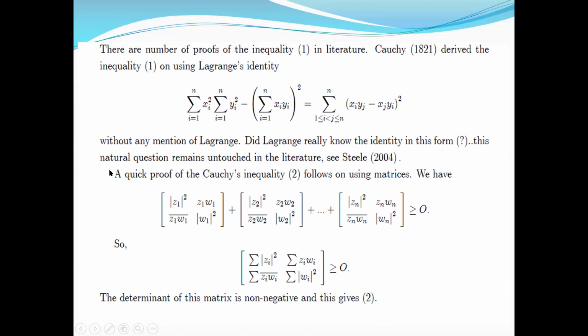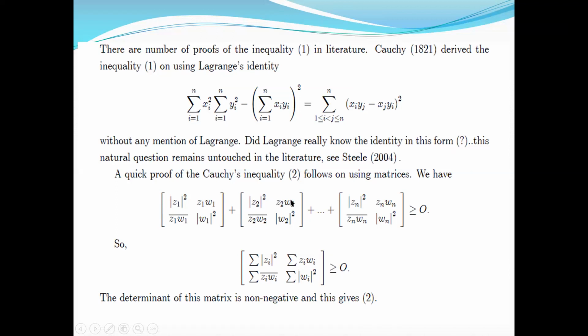Now a quick proof of the Cauchy inequality also follows on using properties of positive semi-definite matrices. Consider this first matrix. Diagonal entries are real and also non-negative because moduli are involved. Also this A12 entry Z1W1 is a complex number, and here its conjugate. So this is Hermitian. Also its determinant is 0. So this is a positive semi-definite matrix.